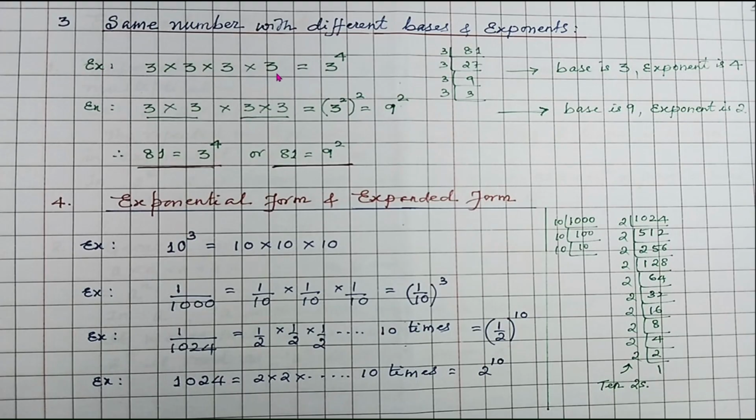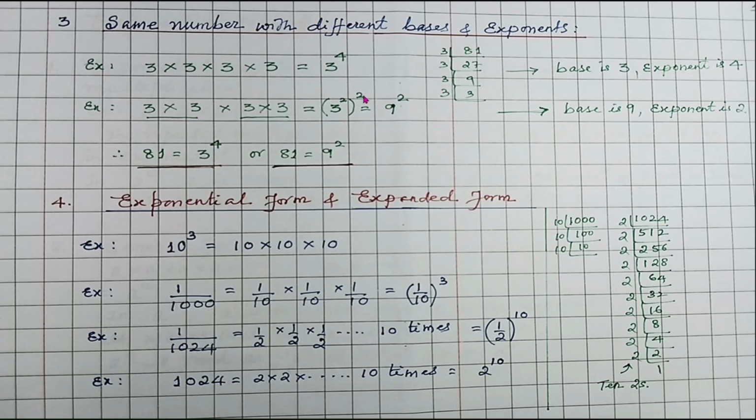3 is multiplied 4 times. So therefore the exponential notation will be 3 raised to 4. The base is 3, the power is 4, or the exponent is 4. But also if you pair the 3's here, we have 3 into 3 is 9, 3 into 3 is 9, that is 9 into 9, which is 9 squared. So we have 9 squared.